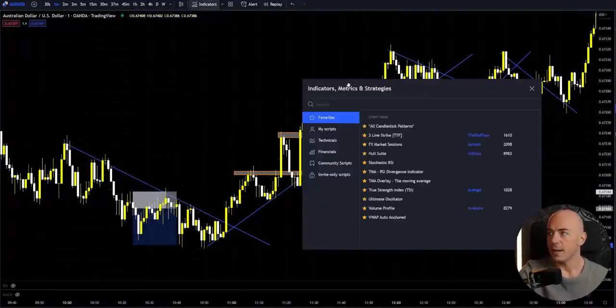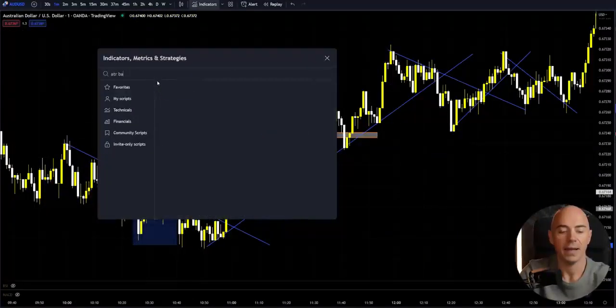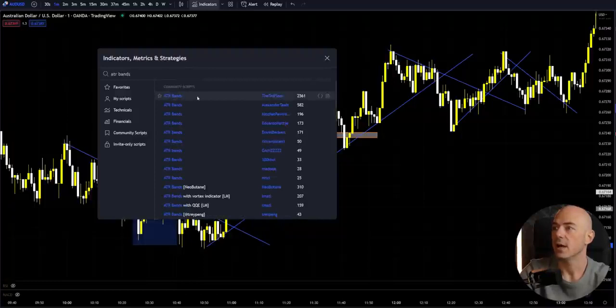Click on the indicators tab and type in ATR Bands. It's going to be the first option, ATR Bands by The Trade Floor, a company that I helped found. It's a free tool for everybody to use. And as you can see, it is the highest rated. It's because it's the best. Add it to your favorites and add it to your chart.